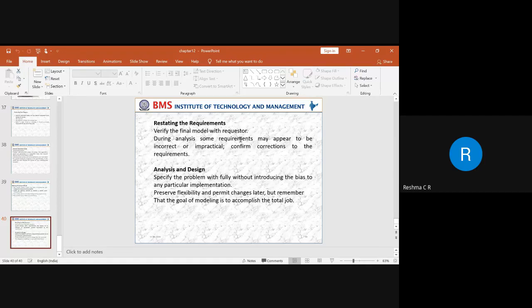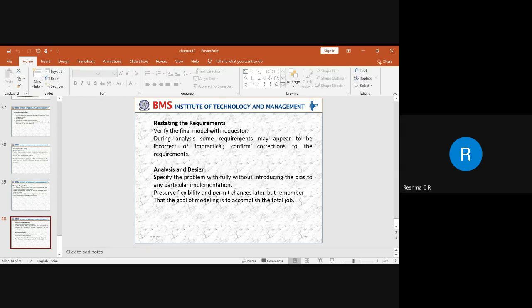That means we need to identify once everything is finalized. So we know that that is a final statement. After identifying that as a final model, we are trying to identify the requester. So what does the requester do? Whatever the requirements that we have collected, whether those requirements are practical, incorrect or impractical, and whether any corrections have to be made with respect to the requirements, all these things have to be identified.